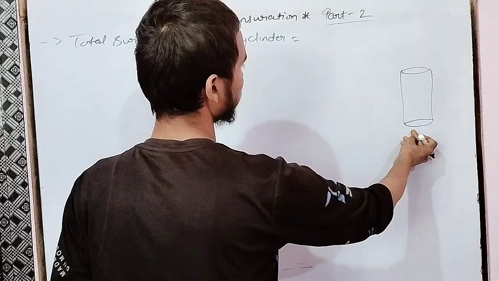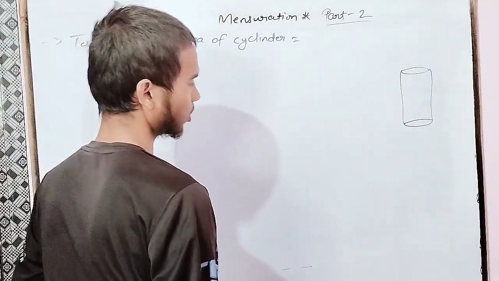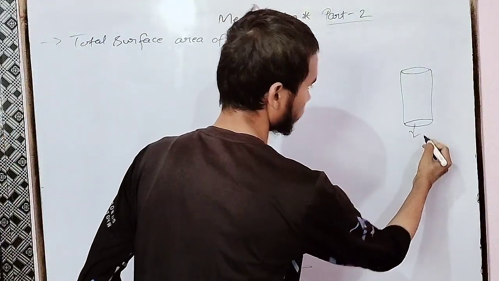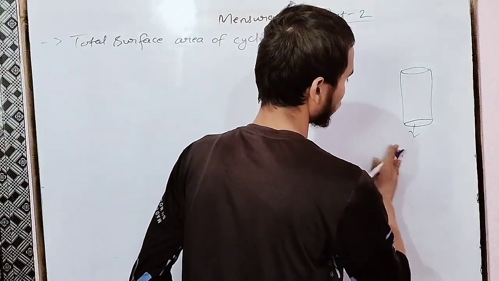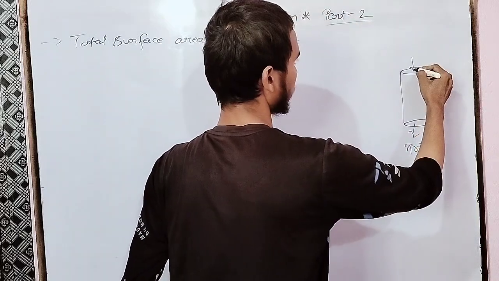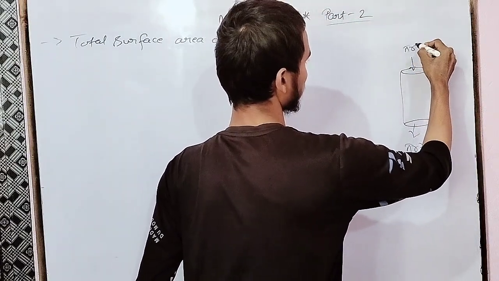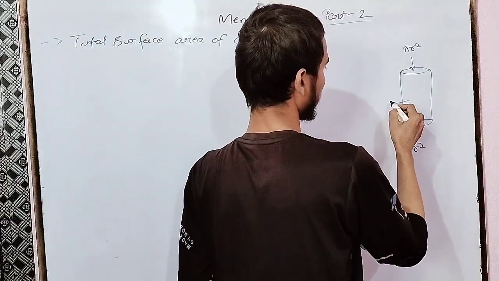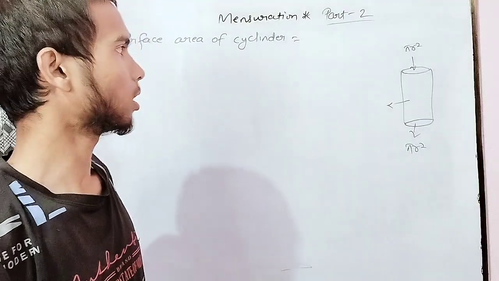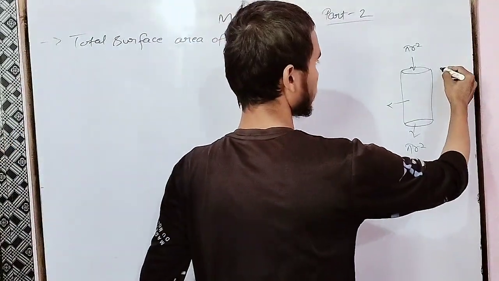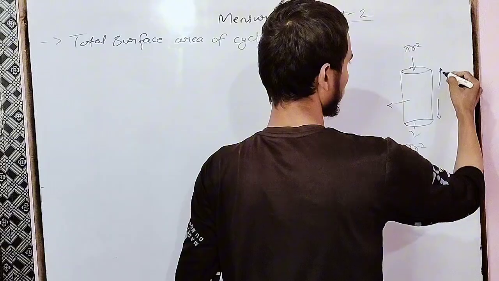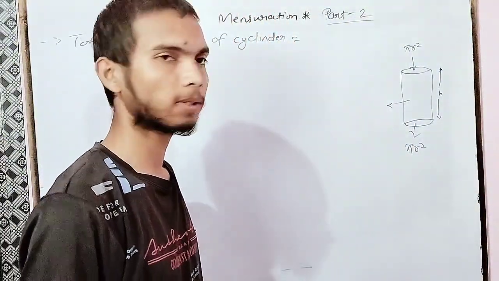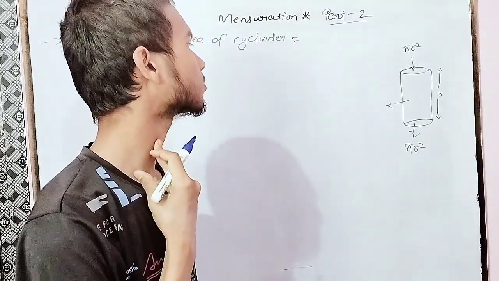To find out the surface area, for this circle it would be pi r square, and for this circle it would be pi r square. We are talking about surface, not volume. And this is the curved surface. Here, this is height. We have height. What about base?